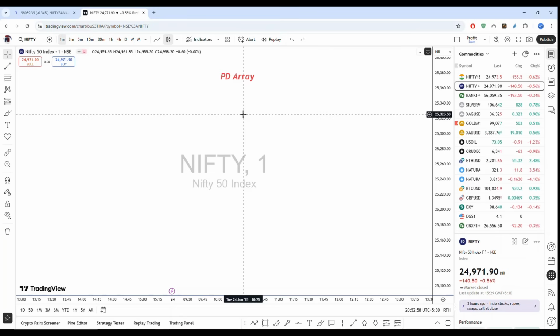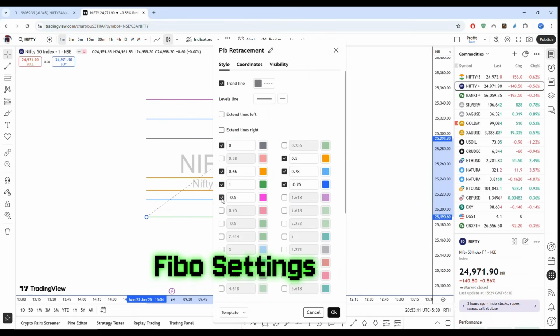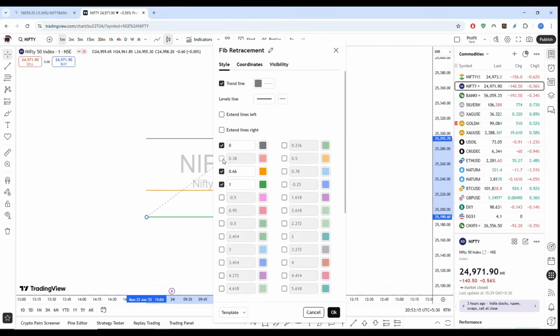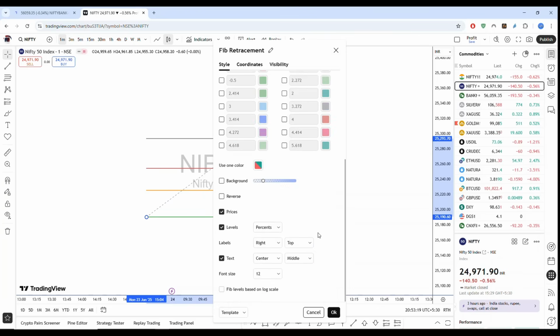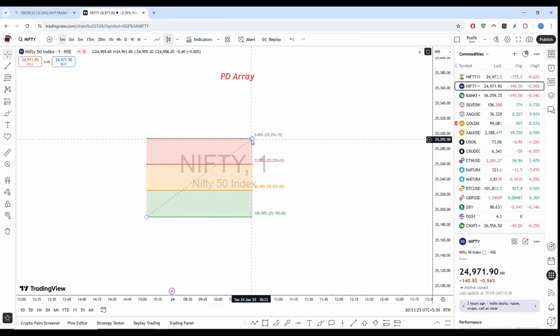PD array is also known as a kind of cheaper in the market where you are trying to buy and costlier where you are trying to sell. For example, let me just change the settings for this. We don't require these settings. We require only 0.33, 0.66 and 1. Let me enable the background for this, and here you are. So this is a PD array setting.